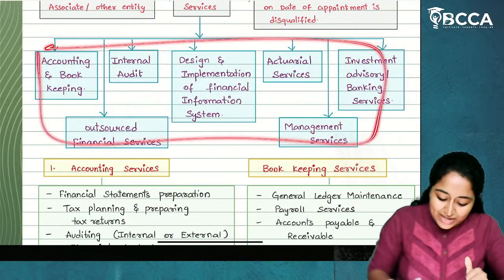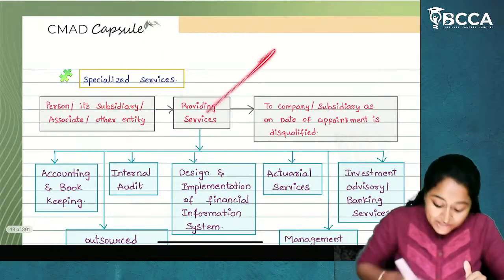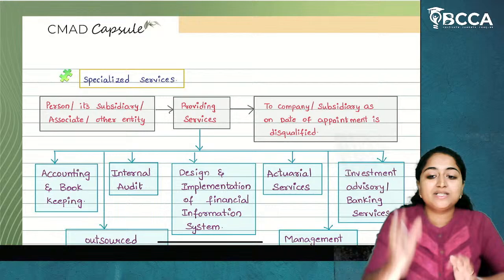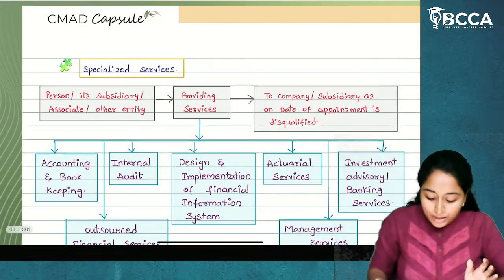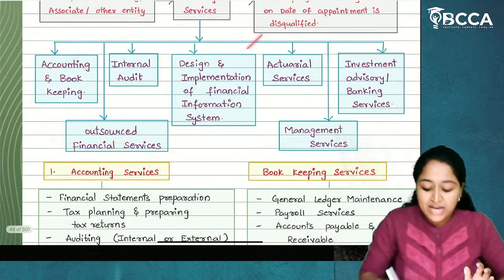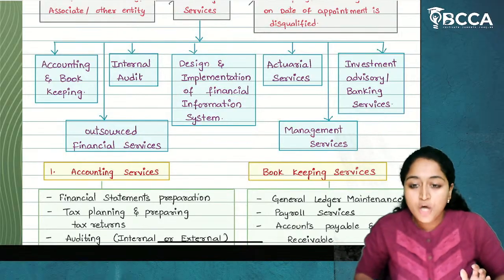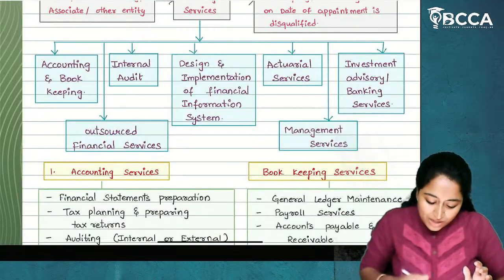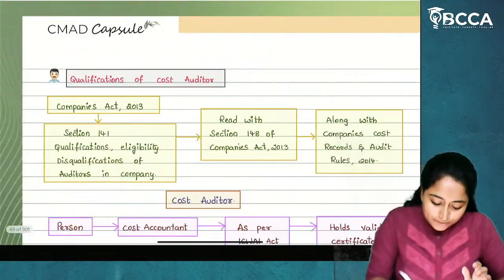These are classified as specialized services which are prohibited for a person who is being appointed as a cost auditor. If at the date of appointment he is providing any of these services, he is disqualified from being appointed as a cost auditor. I hope it's clear. These are the qualifications and disqualifications of a cost auditor.